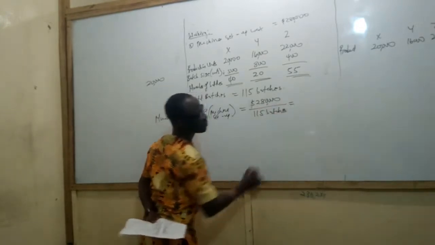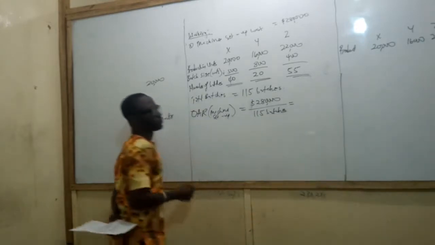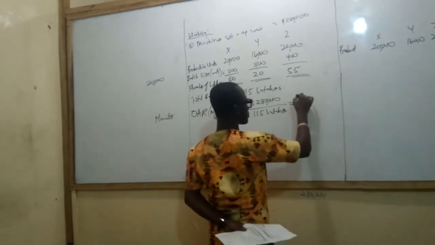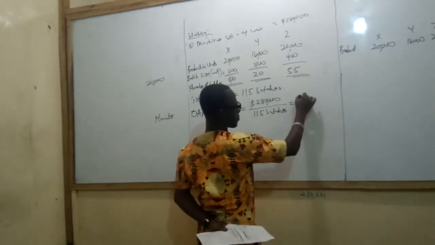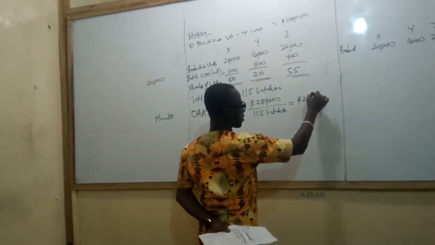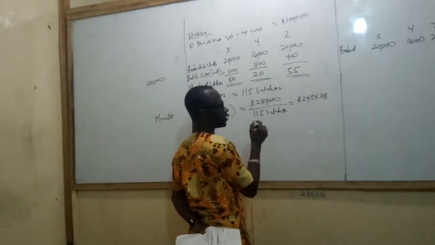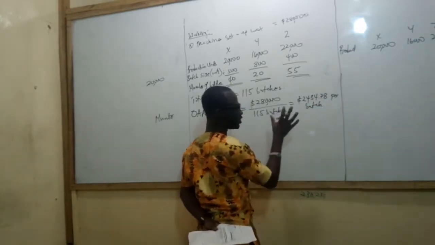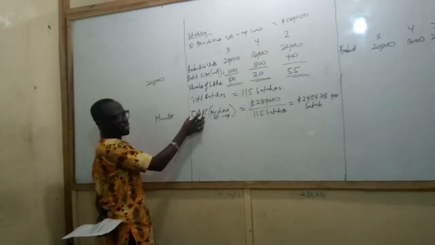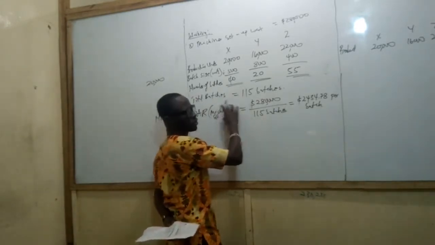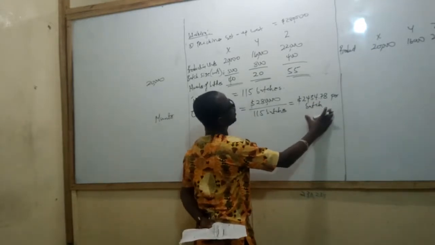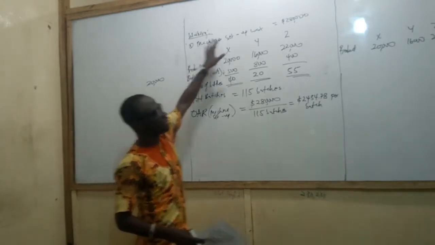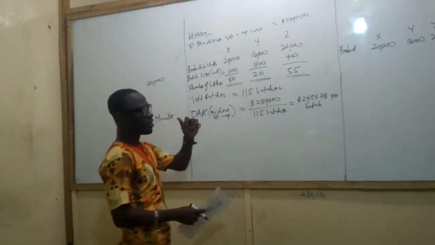What do we have? So 2434.78 per batch. Be careful. Per batch. So this is the overhead absorption rate for the machine setup cost per batch. I want you to follow this carefully. So that's the first thing. That's how we get the rate for the setup. We will come back to this, but we are calculating the rates first.